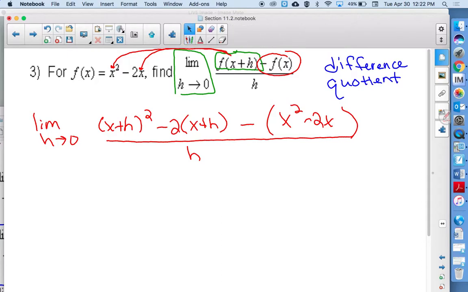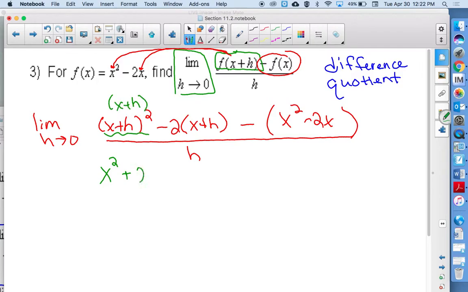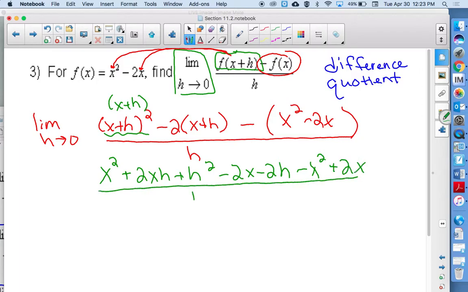So FOIL, distribute, cancel. This piece here gets FOILed. That's x squared. I'm really multiplying x plus h times x plus h. 2xh, because there are 2 of them. And then h squared. Distribute the negative 2 through. We have cancellation. You should have a whole bunch of things, or at least a group of terms that cancel, which is what always happened with all the problems that we did. So x squareds, positive and negative. 2x, positive and negative.